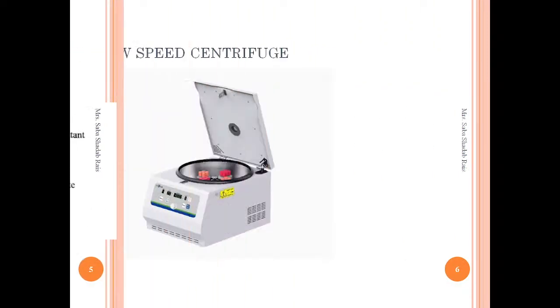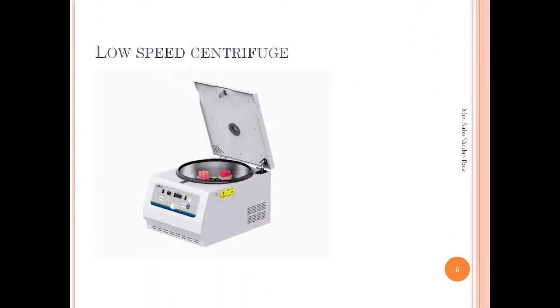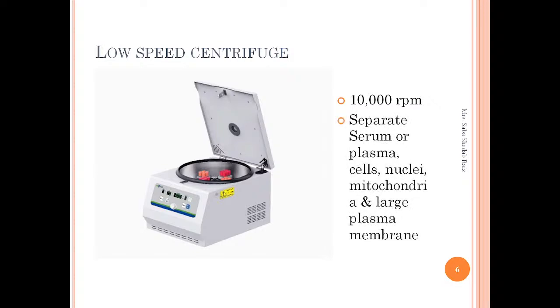On the basis of the RPM value, centrifuges are divided into the low speed centrifuge, which we are using in our laboratory. This low speed centrifuge machine has 10,000 rpm, and it can separate serum or plasma, cells, nuclei, mitochondria, and the large plasma membrane.